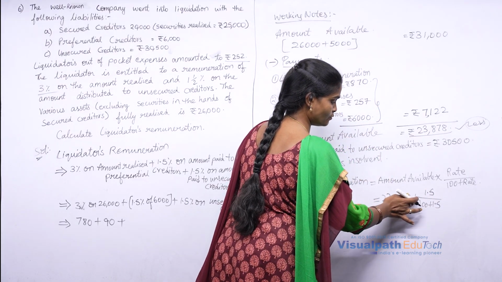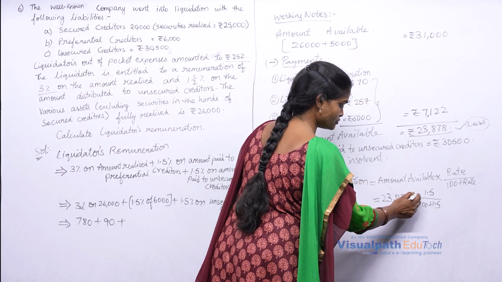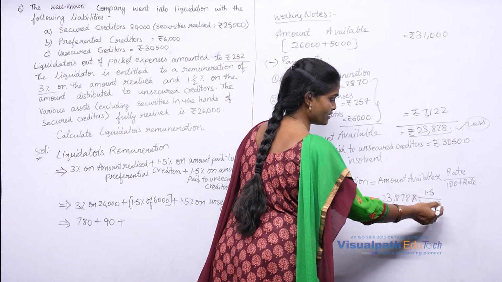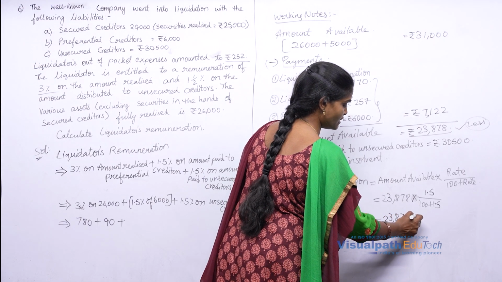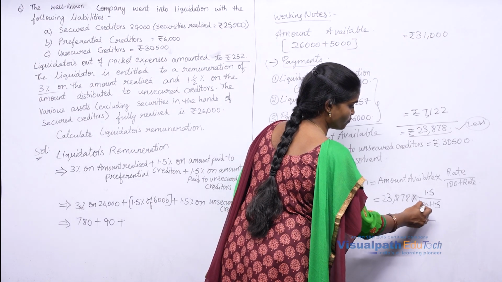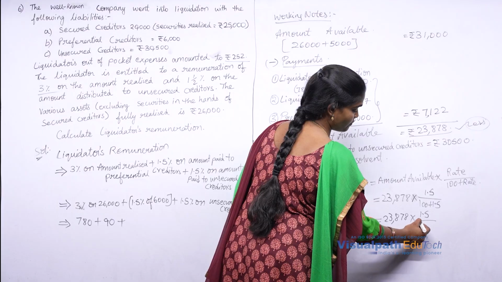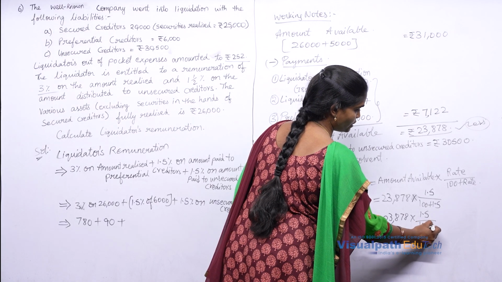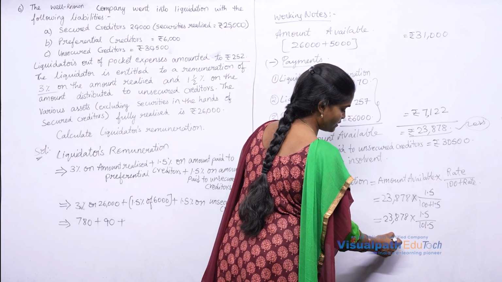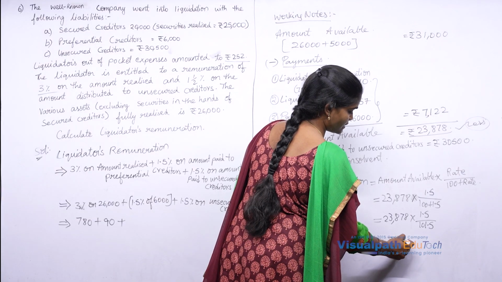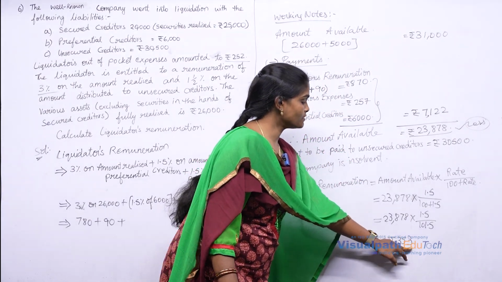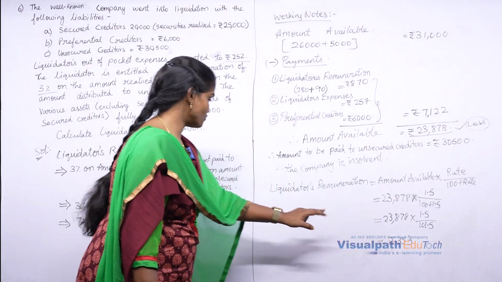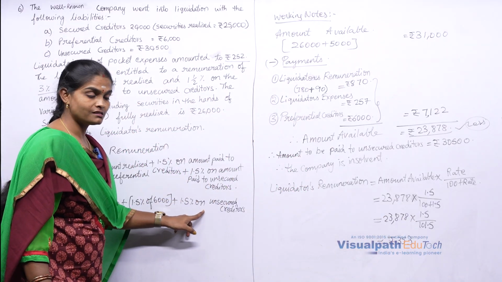23,878 into 1.5 by 100 plus 1.5, we'll get 23,878 into 1.5 by 101.5. If we simplify, we get rupees 353. Okay, 353 is the amount. So this you have to include in liquidator's remuneration.